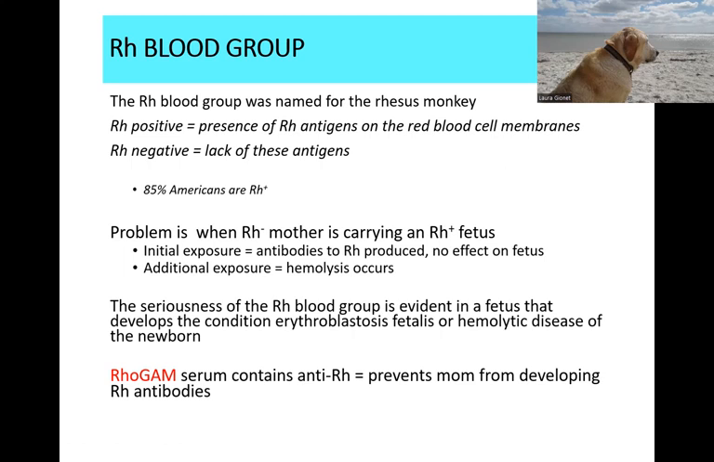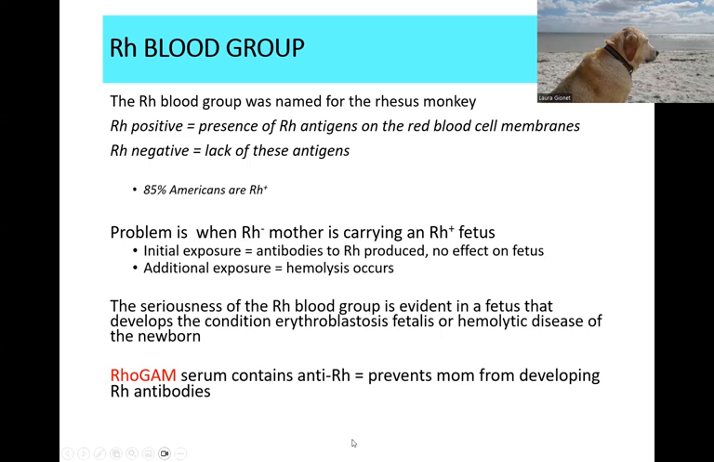So to keep from ever producing them at all, you can go through a series of injections of RhoGAM, and that's a serum that contains anti-Rh antibodies, and it prevents mom from developing the Rh antibody. So it essentially will bind to any loose red blood cells from the fetus that maybe are getting into mom's circulation. And those antibodies will quickly bind to them so that her body doesn't recognize it.